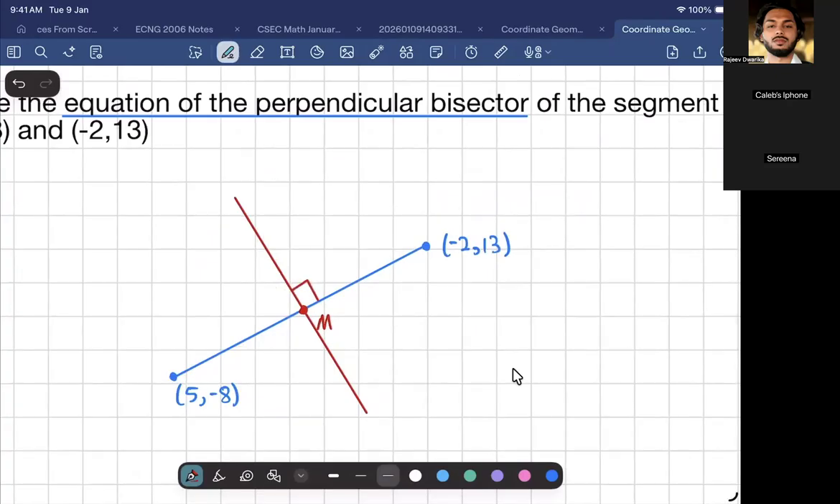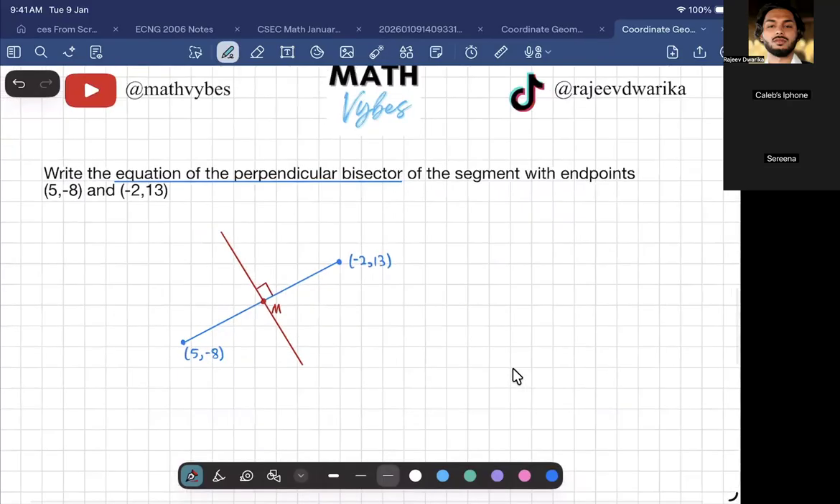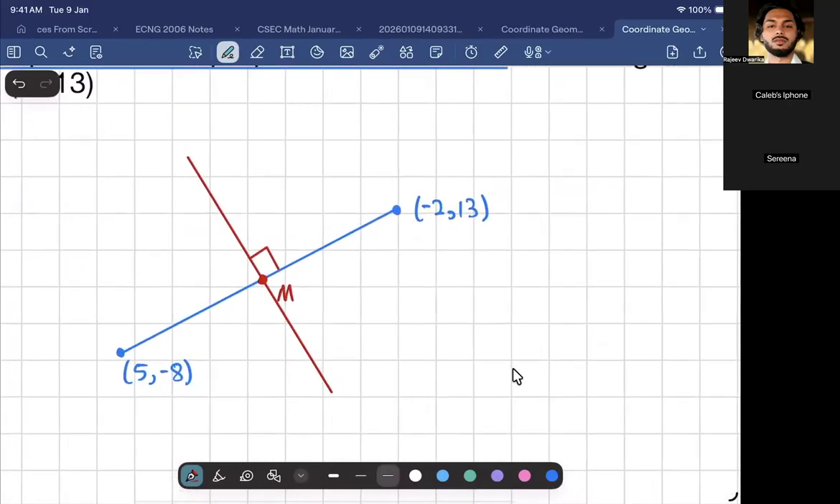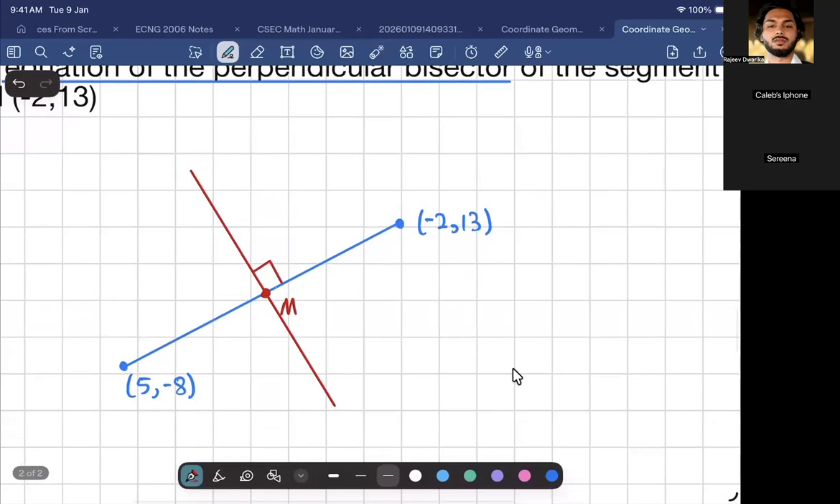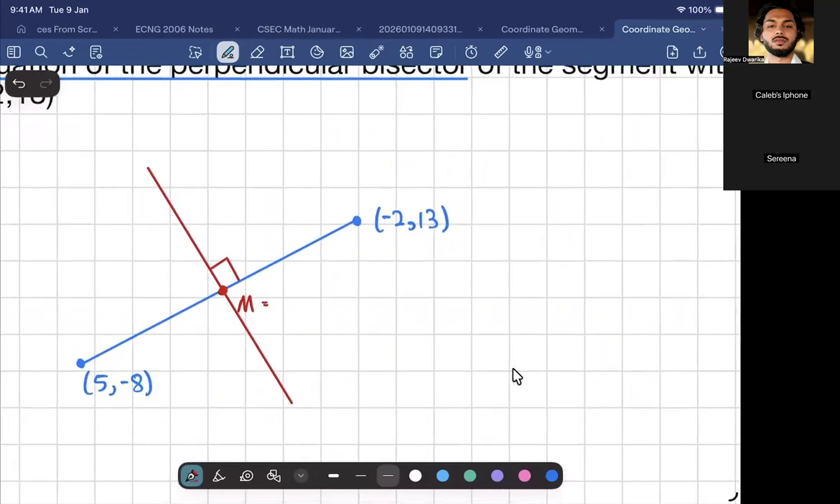Now, Caleb, let's try to think. Do you remember how you could find the midpoint? Yes, sir. All right, tell me, how am I going to find the midpoint? X1 and X2 over 2. So which one do you want to label X1 and Y1? The 5 and minus 8, X1 and Y1, and the minus 2 and 13, X2 and Y2.